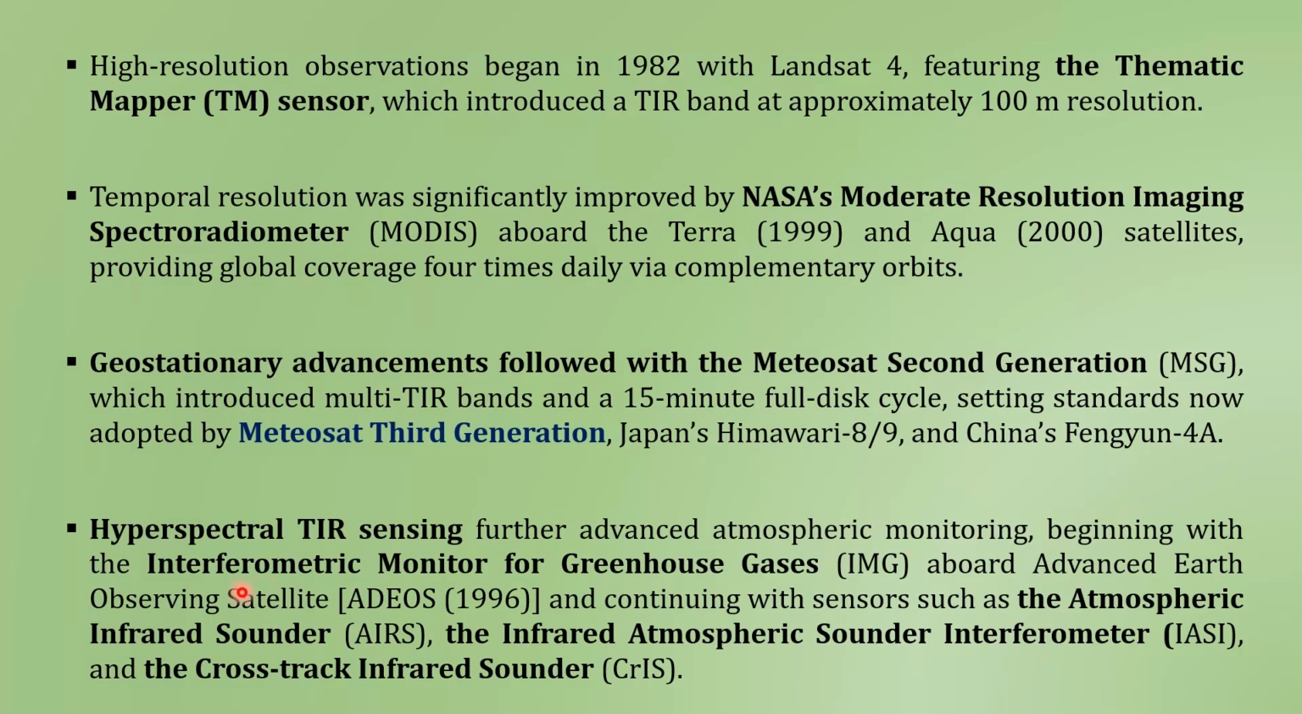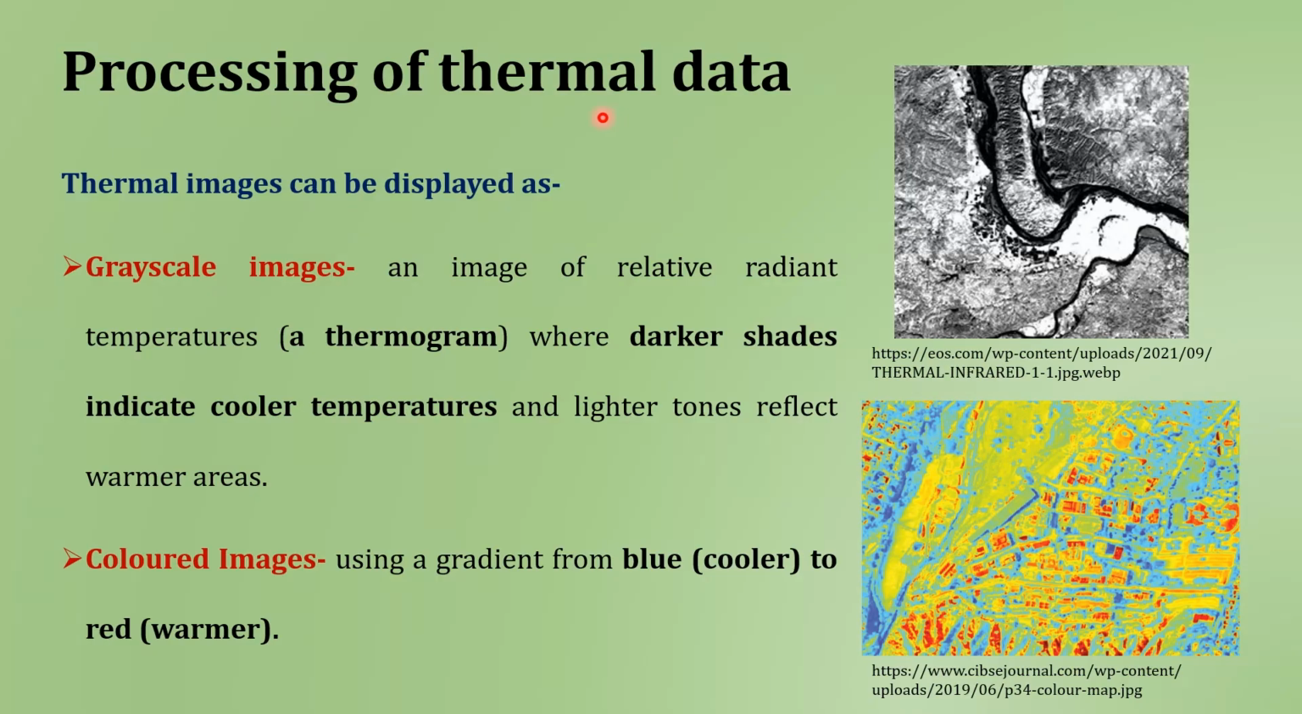It began with the interferometric monitor for the greenhouse gases. Now we have the advanced sensors such as the atmospheric infrared sounder, the infrared atmospheric sounder interferometer, or the cross-track infrared sounder. Once this thermal data is collected from the terrain, it can be processed and displayed as either grayscale images or colored images.